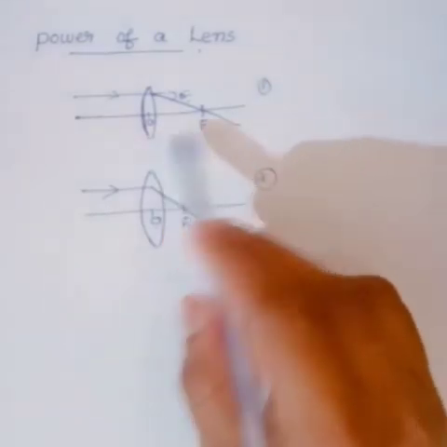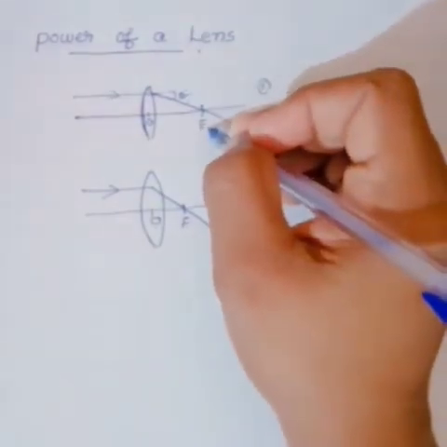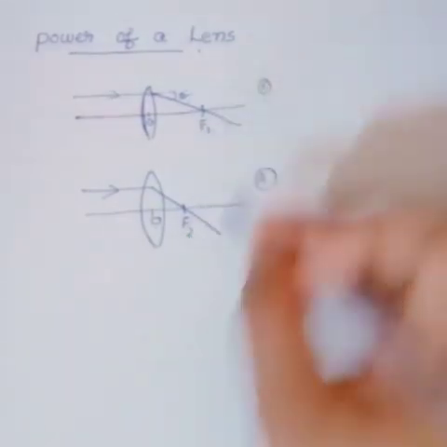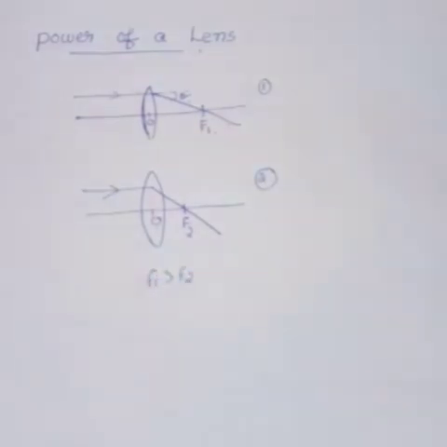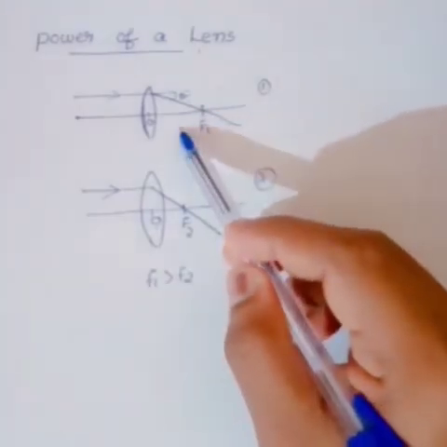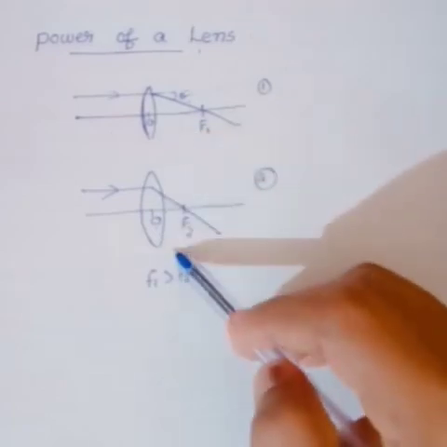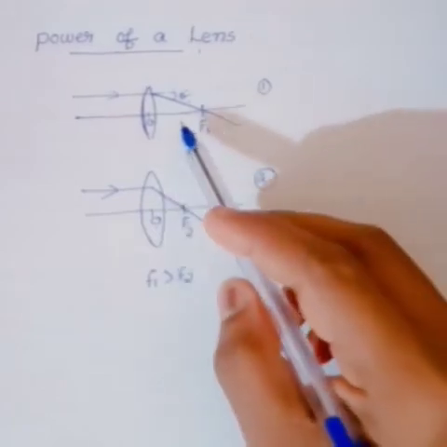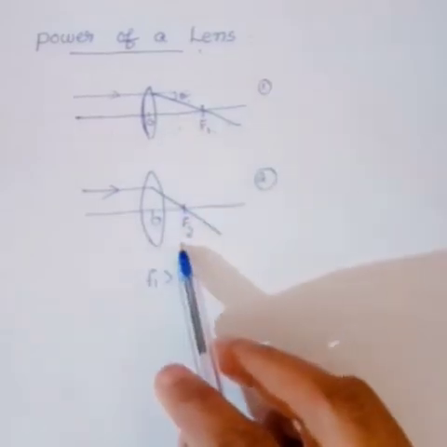The focal length of the first case is denoted by the letter F1. Then this is F2. So the focal length F1 of the first case is greater than F2. And I say that this lens, the convex lens in the first case, has less power compared to the second case. Okay, so in the first case the power is less, then in the second case the power is more.